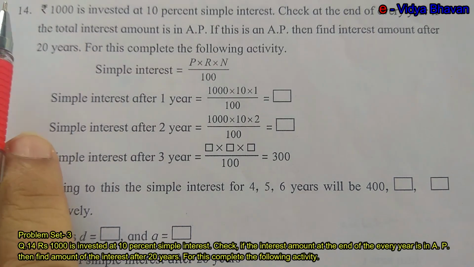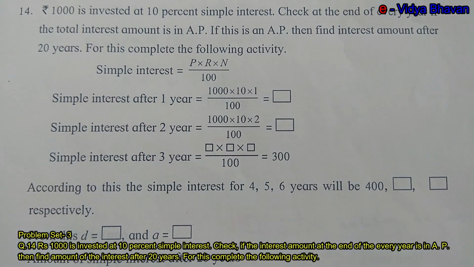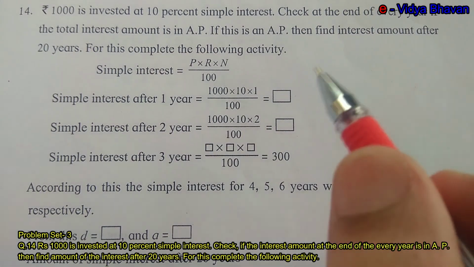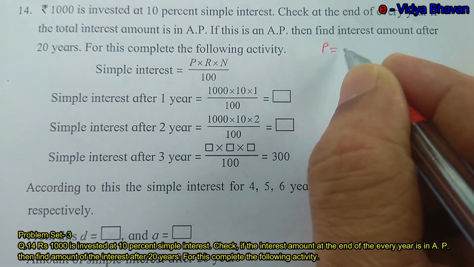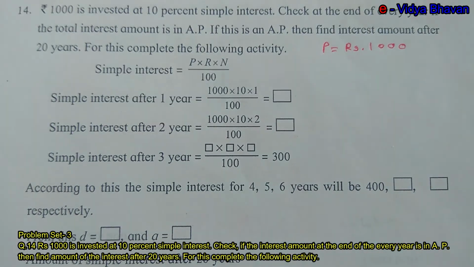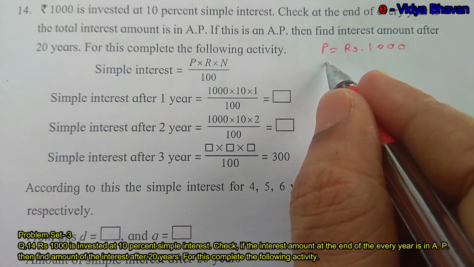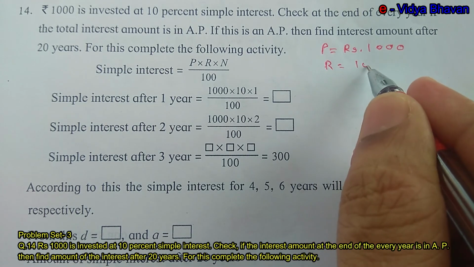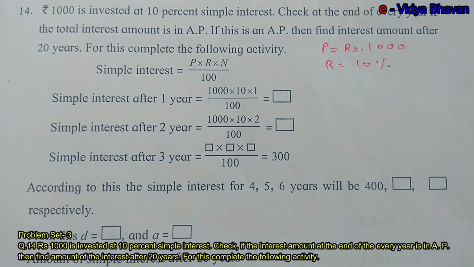Question number 14. Rupees 1000 is invested at 10% simple interest. So the principal will be rupees 1000 at a rate of 10%. Check at the end of every year if the total interest amount is in AP. If this is in AP, then find interest amount after 20 years. For this, complete the following activity.